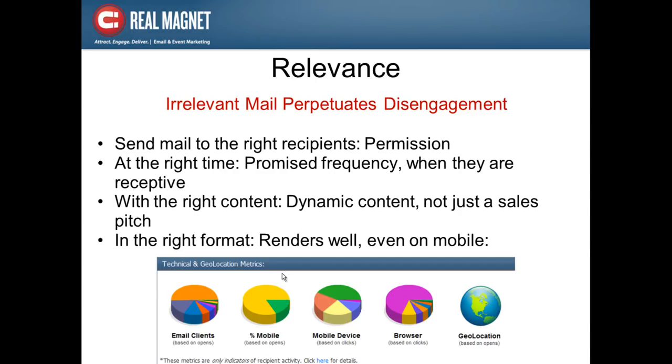Here's an example of what Real Magnet provides in terms of tracking clients. There you see what type of email clients folks are using when they open your mail, how many of them are on mobile, and on what type of mobile devices, or what kind of browsers they're using if they're using a webmail provider like Gmail or Hotmail.